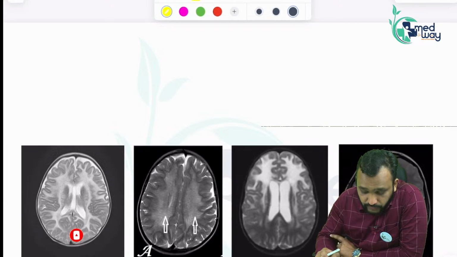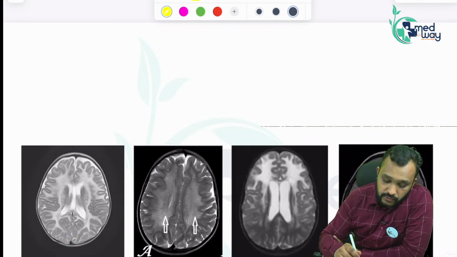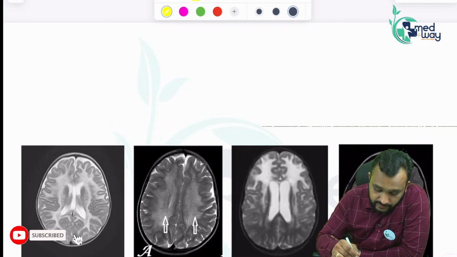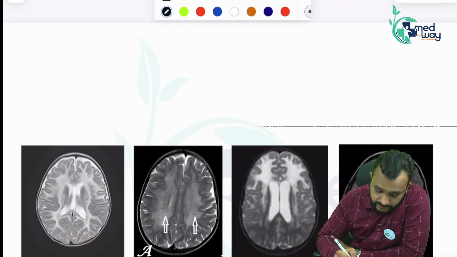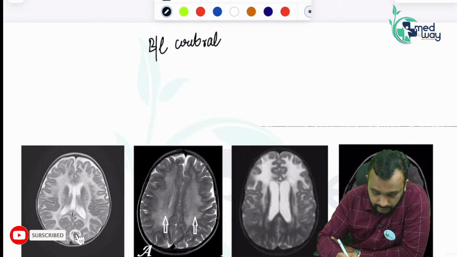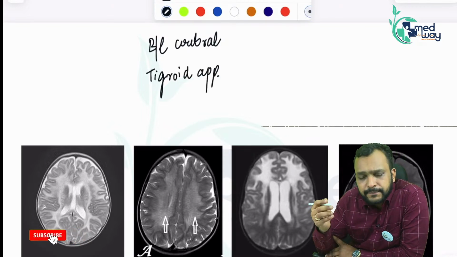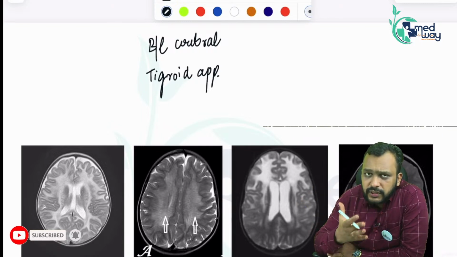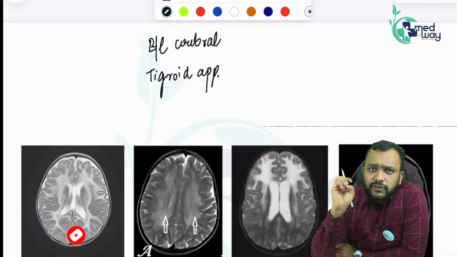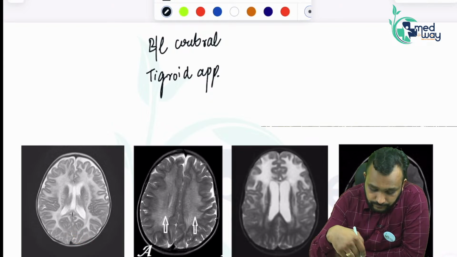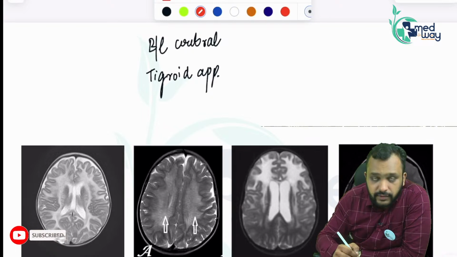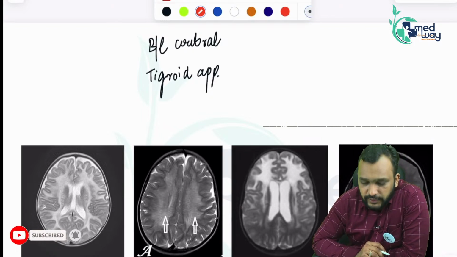So guys, we should know how to differentiate all these leukodystrophies. So guys, if there is a hyperintensity in the bilateral cerebral hemispheres, and it is giving the tigroid appearance, right? There are hyperintensities in both cerebral hemispheres, but it is sparing your subcortical U fibers. So that is seen in a case of metachromatic leukodystrophy.